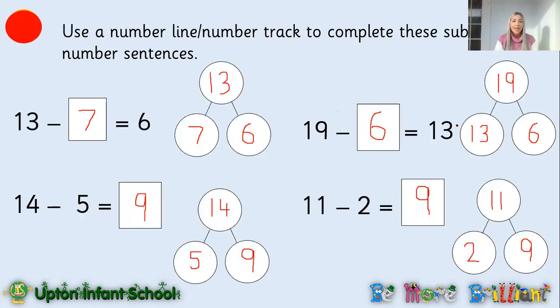Okay, and the red challenge here. So 13 take away 7 equals 6. The next one, you were working out how many cars are still in the car park. So 14 take away 5 equals 9. 19 take away 6 equals 13. And 11 take away 2 equals 9. And have a little look at the part-wholes to see if you've got those correctly. Remembering that your numbers need to be the right way around. Remembering that the whole is where you put your biggest number.